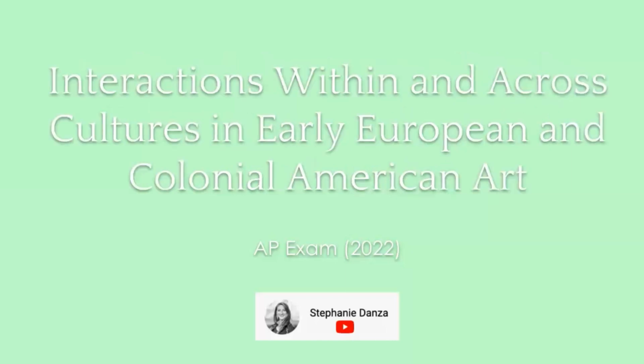Interactions within and across cultures in early European and colonial American art. Continuities and exchanges between coexisting traditions in medieval Europe are evident in shared artistic forms, functions, and techniques. Medieval artists and architects were heavily influenced by earlier and contemporary cultures, including coexisting European cultures.